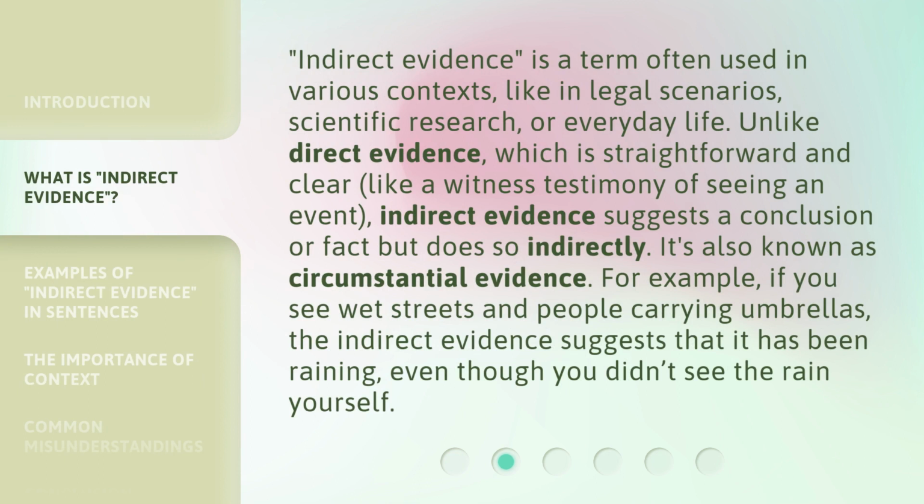Indirect evidence is a term often used in various contexts, like in legal scenarios, scientific research, or everyday life. Unlike direct evidence, which is straightforward and clear, like a witness testimony of seeing an event, indirect evidence suggests a conclusion or fact but does so indirectly. It's also known as circumstantial evidence. For example, if you see wet streets and people carrying umbrellas, the indirect evidence suggests that it has been raining, even though you didn't see the rain yourself.